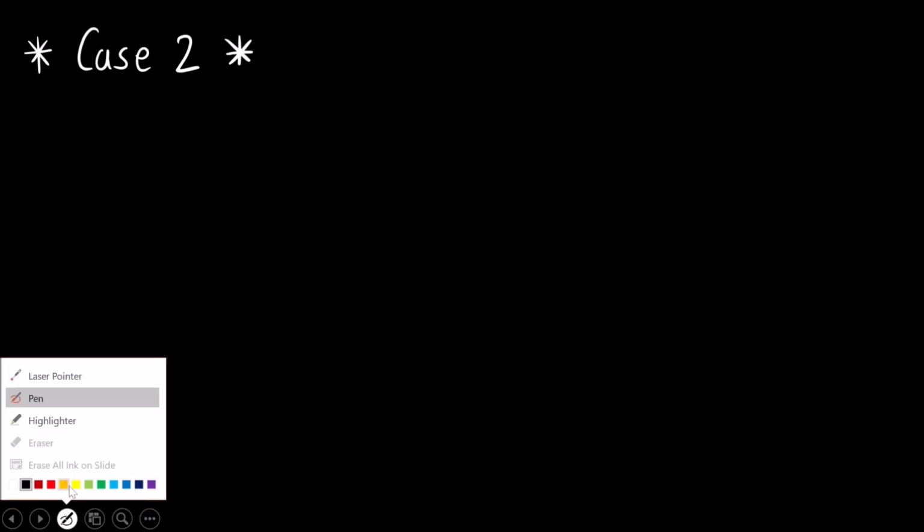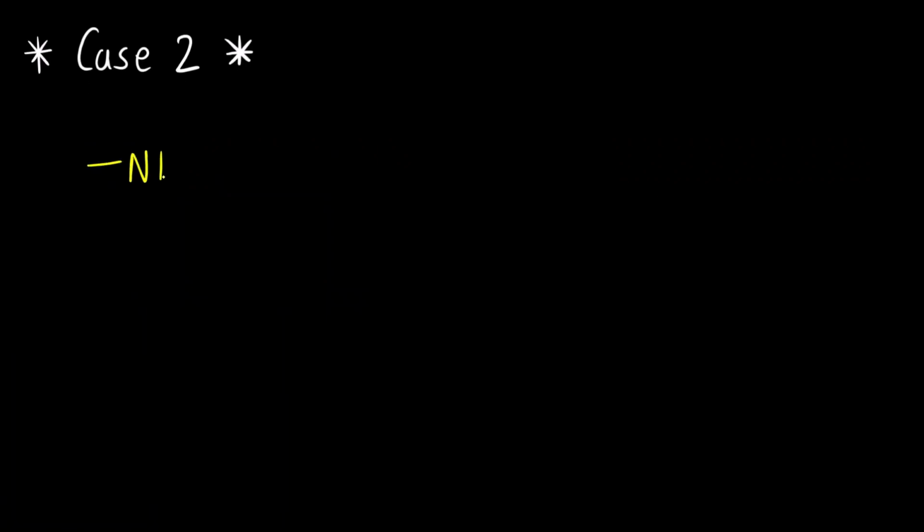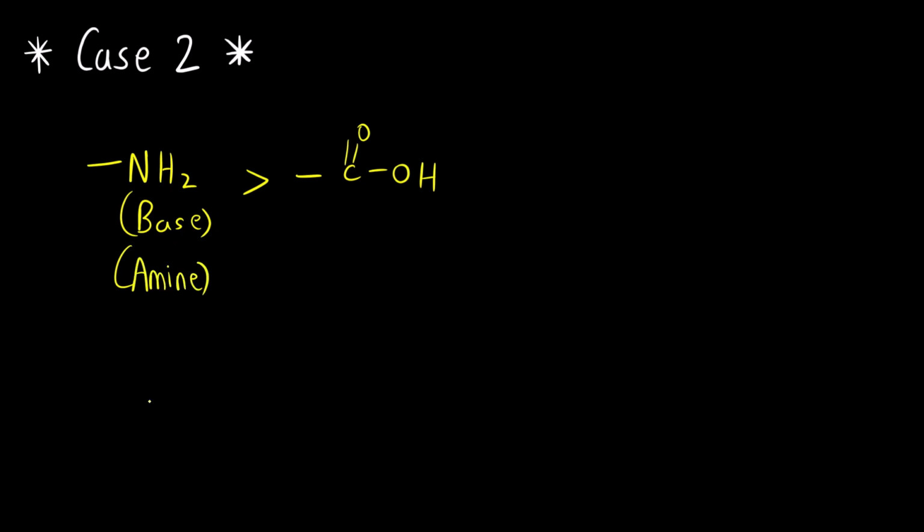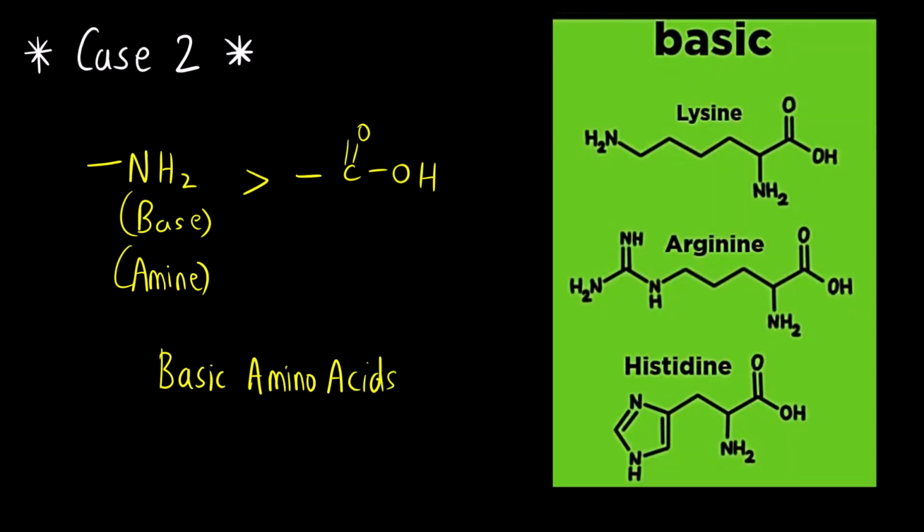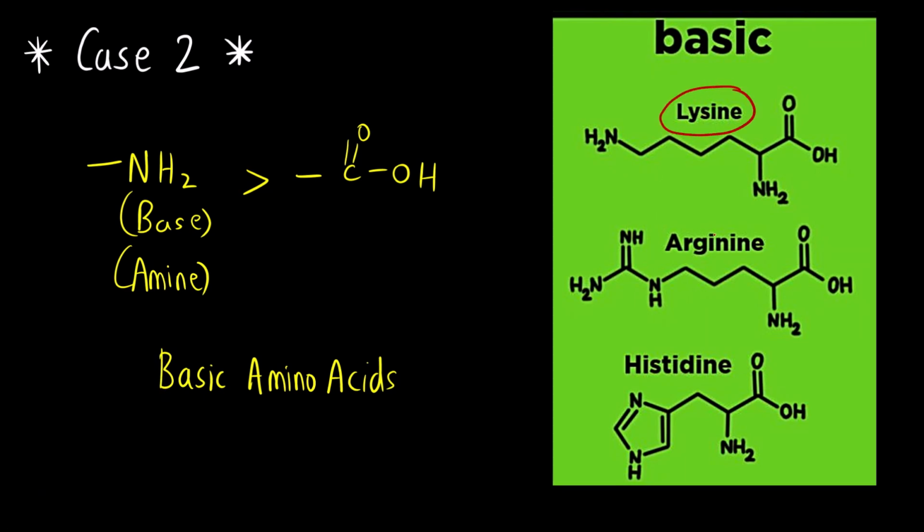Case 2 will be opposite. The amine groups, which are of basic nature, will be greater than the carboxylic acid groups. The number of amine groups is more. Then we call that amino acid a basic amino acid. There are only three such basic amino acids: lysine, arginine and histidine.